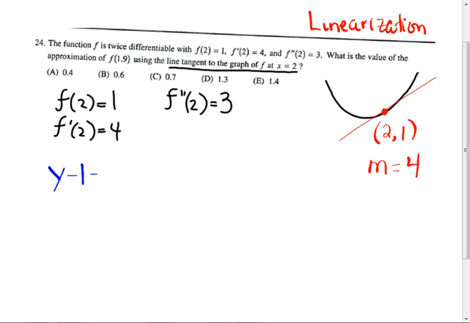Y minus 1 equals what? 4. X minus 2. This is a non-calculator problem. I don't want to do y equals mx plus b, or the arithmetic will be harder. Plus, that was it. That's how long it took me to write the equation. So we will substitute in 1.9, because this is at 2, I want to know what this value is to approximate that. Is that an overestimate or under?